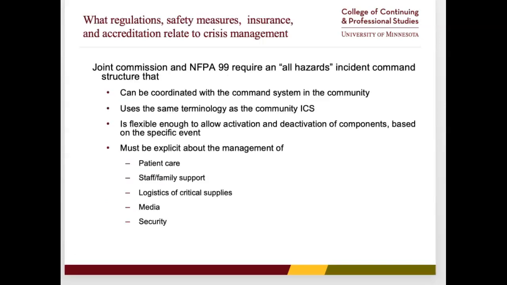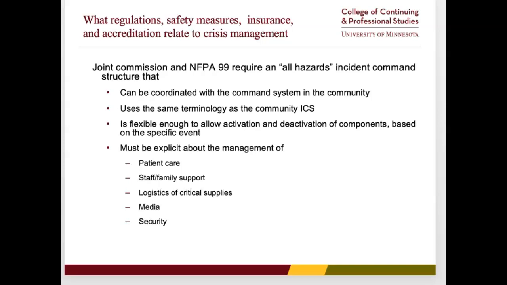So another thing to consider, and I'm just throwing in a slide or two to give you an idea about it, because based on the type of organization you're part of, you may be under different compliance. So what regulations, safety measures, insurance, and accreditation relate to crisis management? Think about Joint Commission NFPA 99 requiring an all hazards incident command structure that can coordinate with the command system in your community, use the same terminology as the community, flexible enough to allow activation and deactivation based on what's happening, and is very clear about how you handle patients, staff, families, logistics of supplies, media, and security.